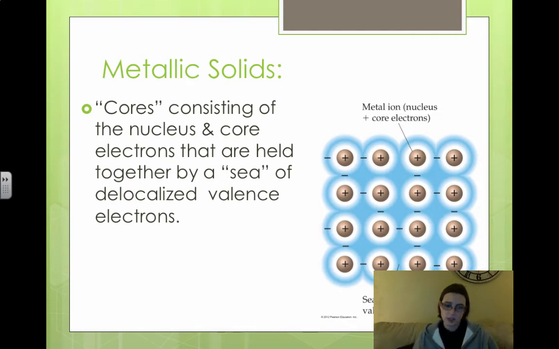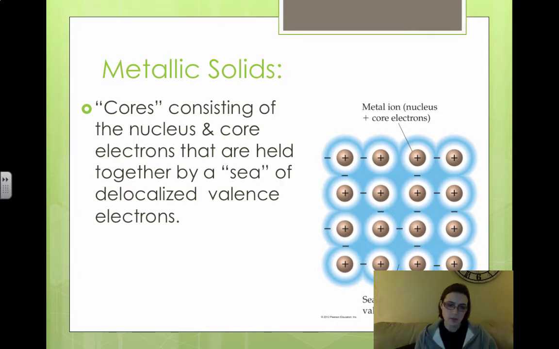So metallic solids, which are simply called metals, consist entirely of metal atoms. So silver, gold, zinc, right? That consists of only metal atoms. And these are metallic solids. These are metals. The metallic solids have cores that consist of a sea of electrons. So you have the metal ion, which is the nucleus plus the core electrons, and then you have these valence electrons that simply move about the structure.